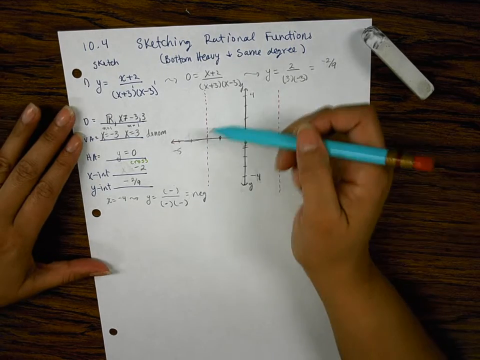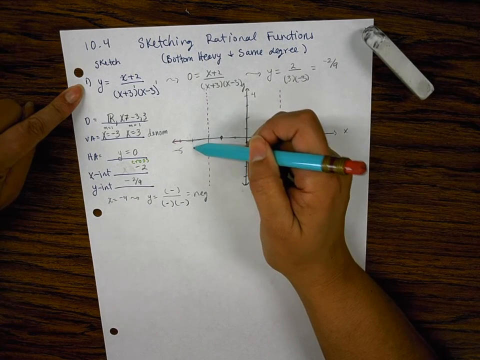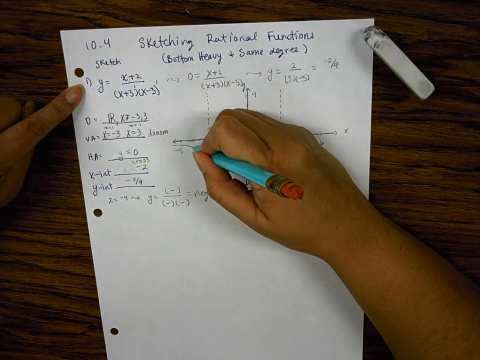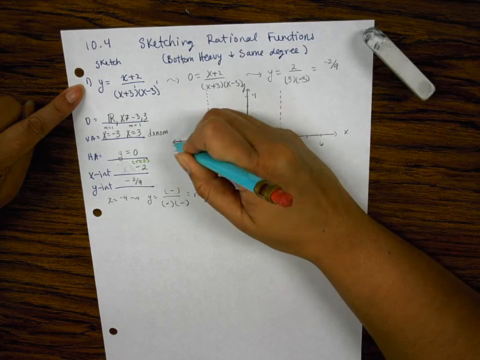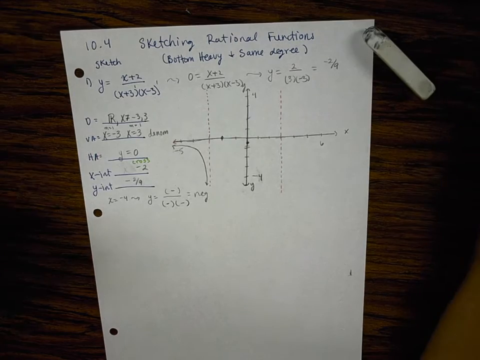Which means if I were to plug in -4, I'd get a negative answer, which means I'm on the bottom half. Which means the whole graph is on the bottom half for this far left piece. There is no graph at the top because I have no reason to cross that asymptote. So I have that piece done.